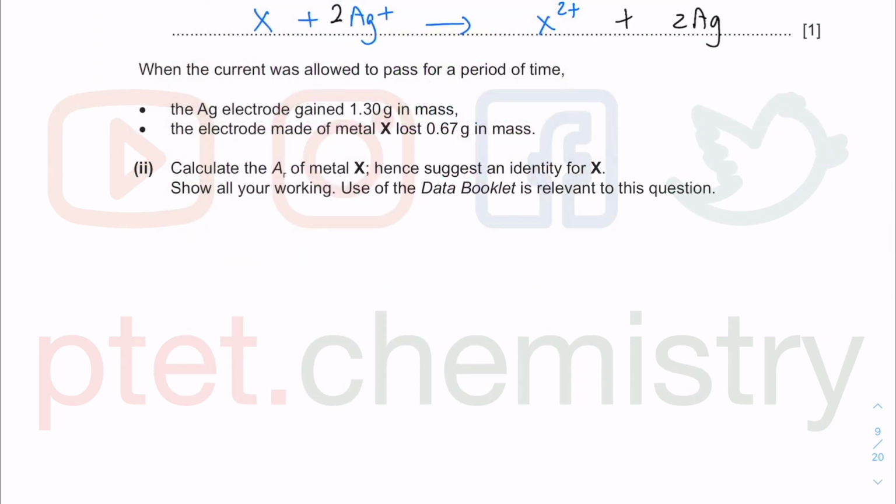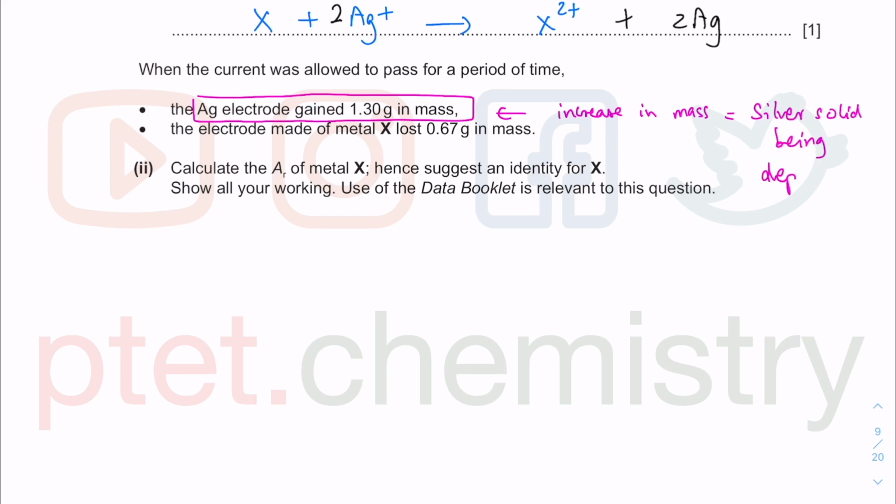This next question, when the current was allowed to pass for a period of time, the Ag electrode gained this much mass. So the gain in mass, the increase in mass, is due to the silver being deposited. So it's the silver solid being deposited. So we're looking at that half equation which I wrote down earlier. Whereas the electrode made of metal X lost 0.67 gram in mass. Okay, calculate the Ar of metal X.